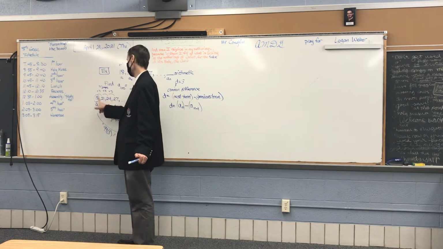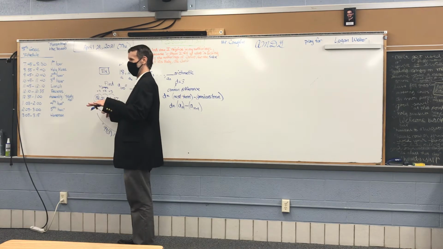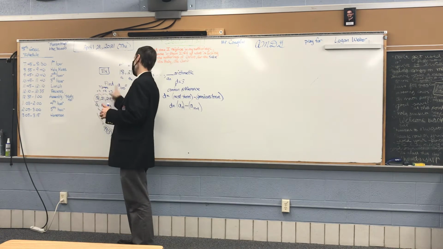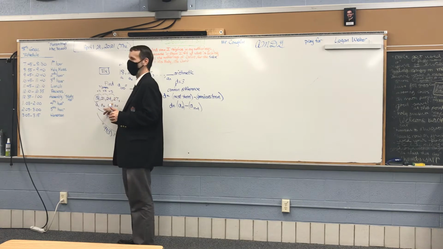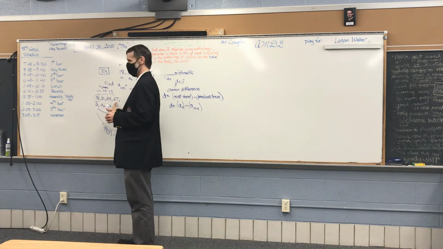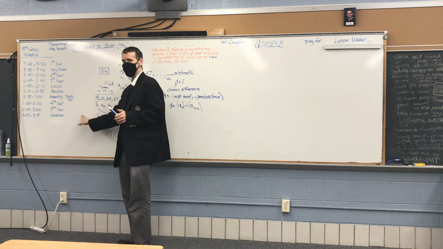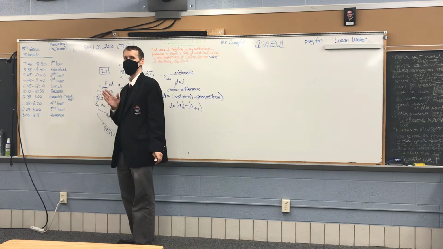Does that kind of make sense? 18 plus 6 is 24. Does that kind of make sense? Okay. If I went 3 jumps, I'd really be adding 9. So 18 plus 9 is 27. If I go up 99 jumps, please be considerate.